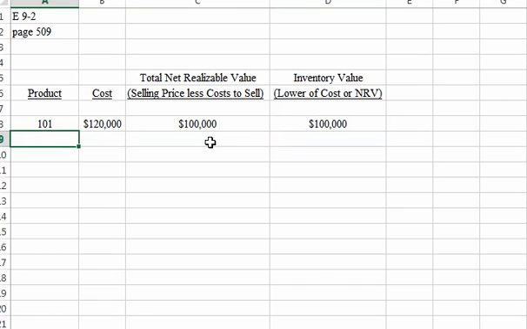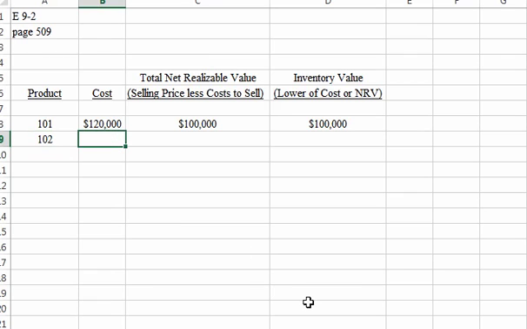Fairly easy concept, I think. We want to report it at the lower of cost or total net realizable value, so as not to be misleading to the readers of the financial statement. If we can't sell it for more than cost, and we show it on the financial statements at cost, then we're actually overvaluing our inventory, which would be misleading to the readers, of course.